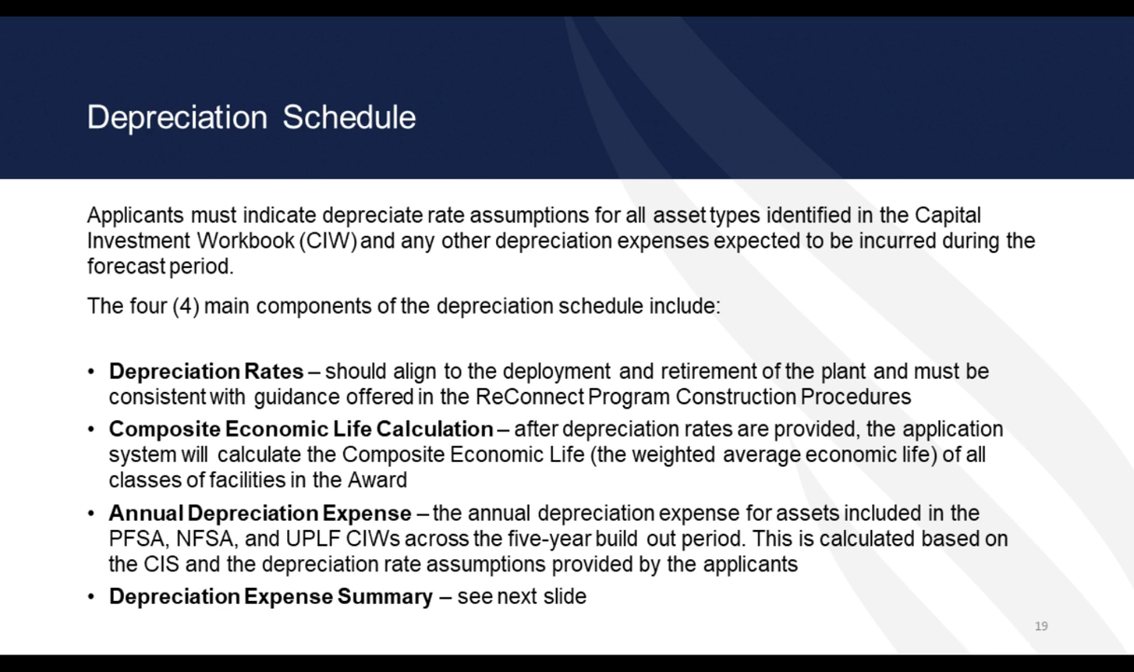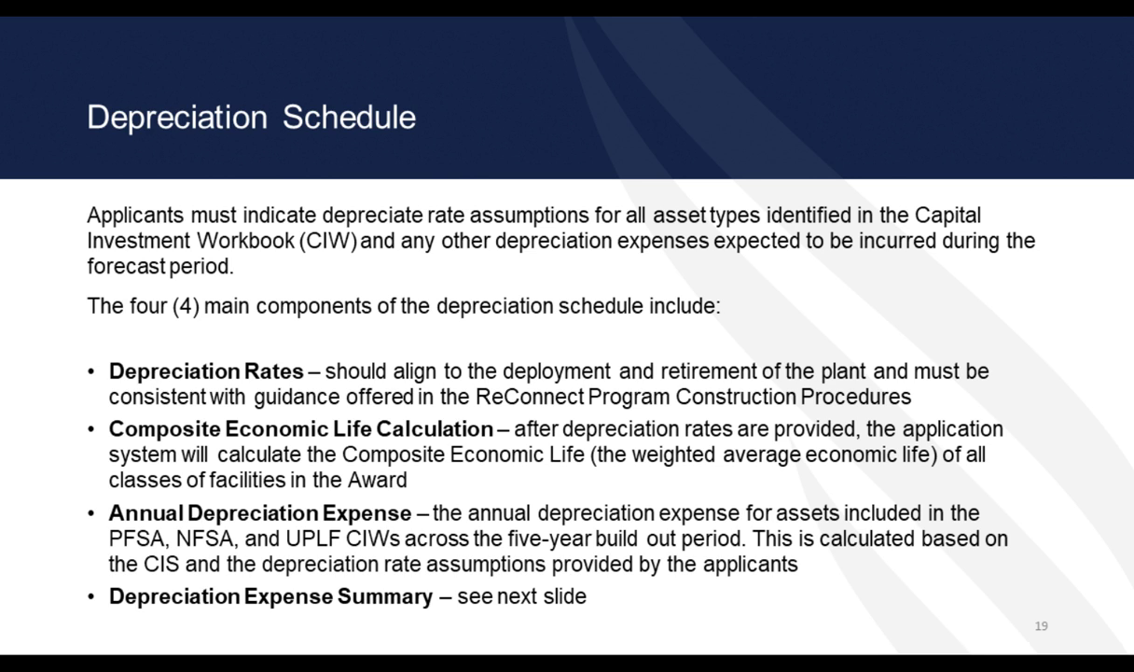Applicants must indicate depreciation rate assumptions for all asset types identified in the Capital Investment Workbook, referred to as the CIW, and any other depreciation expenses expected to be incurred during the forecast period on an annual basis. The depreciation schedule pulls inputs from the CIW and the Capital Investment Schedule, referred to as CIS. Therefore, this section should be completed after the network section has been finalized.